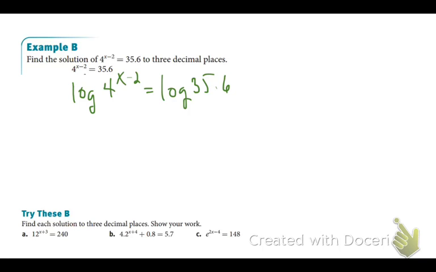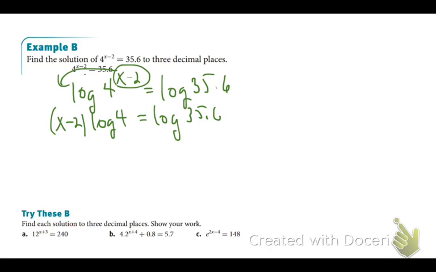So again, what are we able to do? Yeah. We're able to use our power property. Remember I told you way back when we first saw that we were going to use that? So we're going to have x minus 2. I'm going to go ahead and put that in parentheses since I'm multiplying that now by the log 4 equal to the log of 35.6.